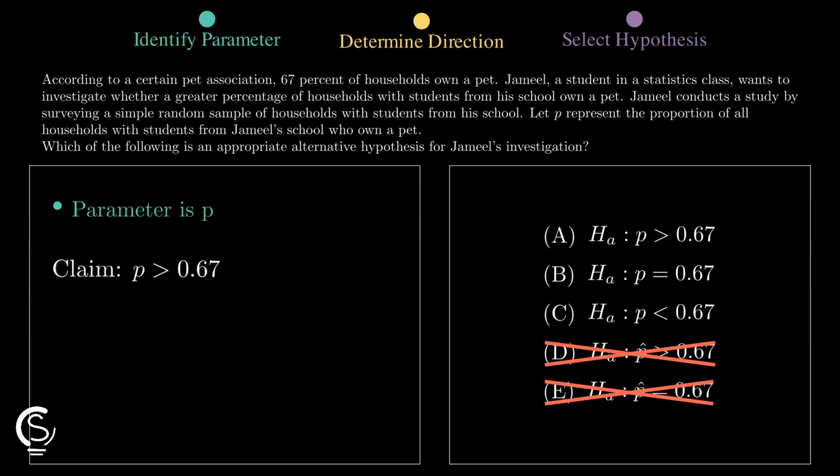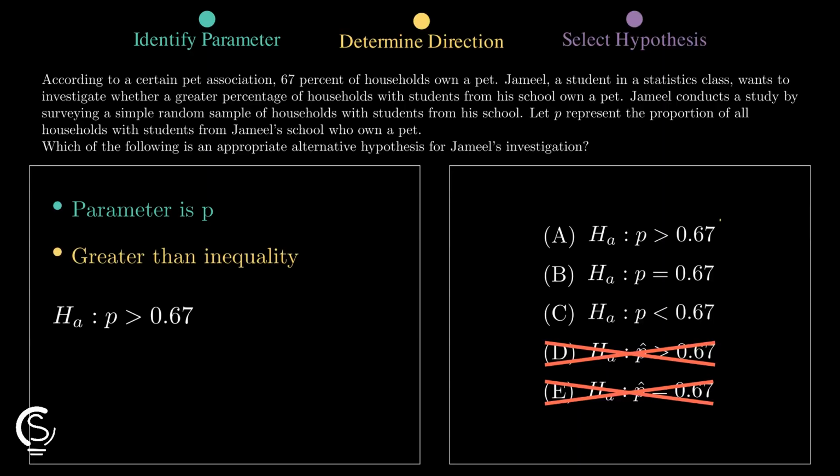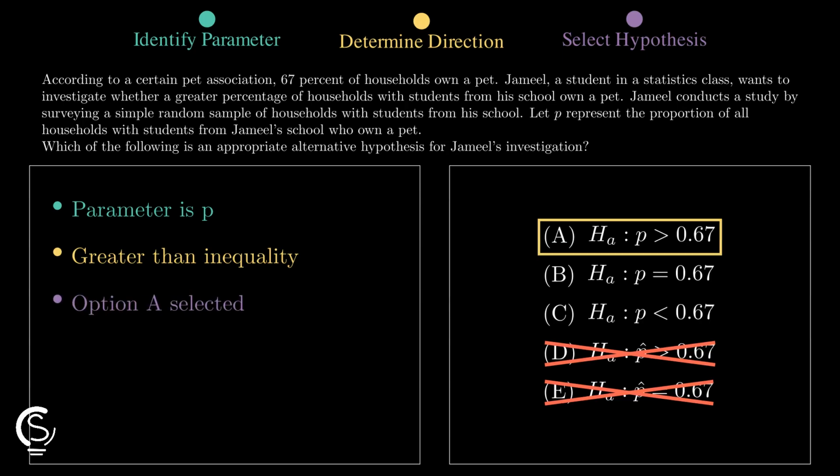The alternative hypothesis must reflect the research claim. Since we are testing for a value greater than the null, option A is the correct mathematical representation. You got this.